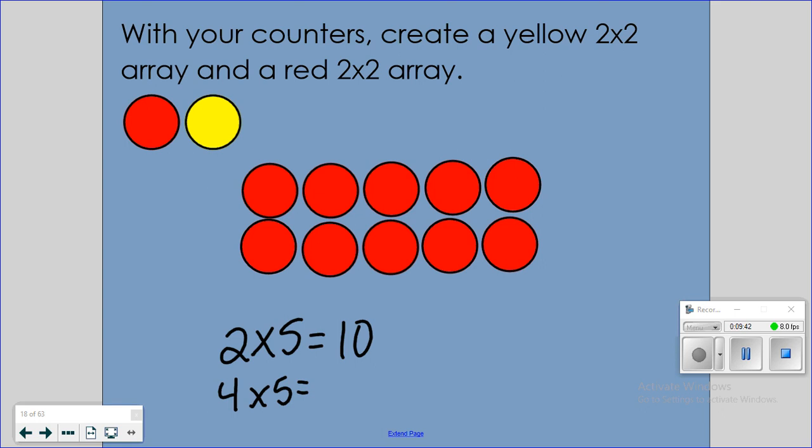Yes! Did you hear that? That was awesome. Bladen said, hey, I'm just going to double my answer to my 2 times 5 because I know that I'm just going to build another one of those 2 times 5. So I need to double my answer. So what is it going to be? 4 times 5 is what? 20! Because there's 2 groups of 10.